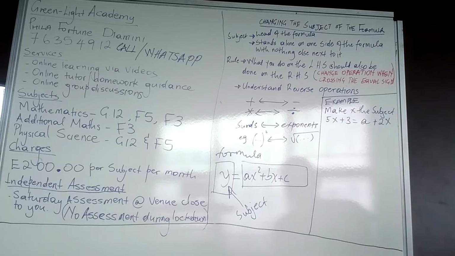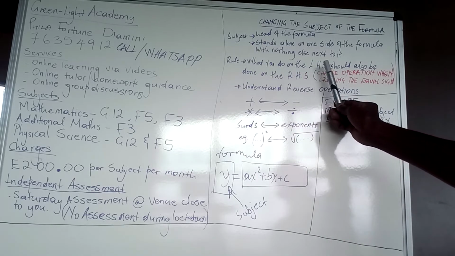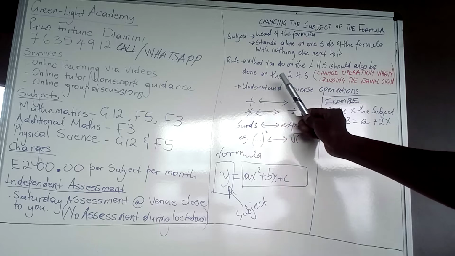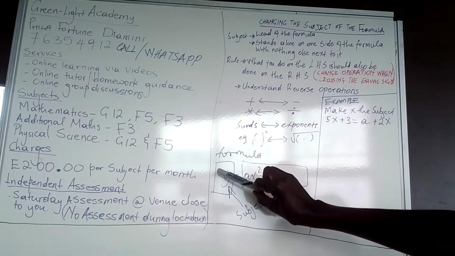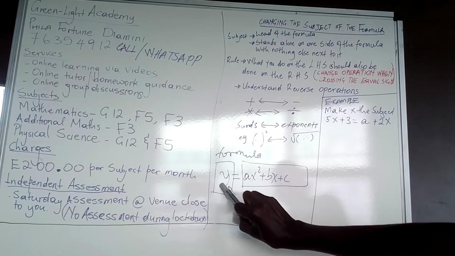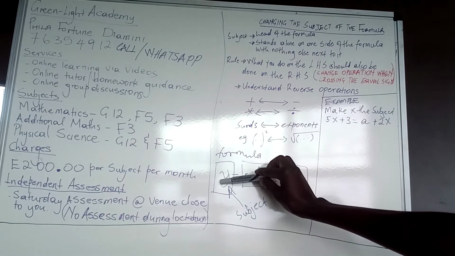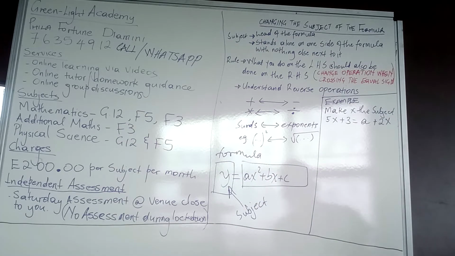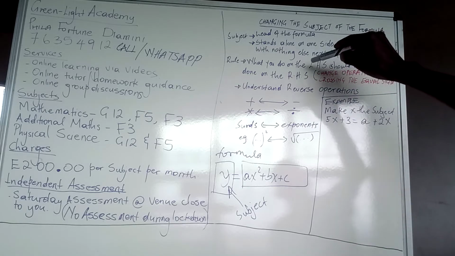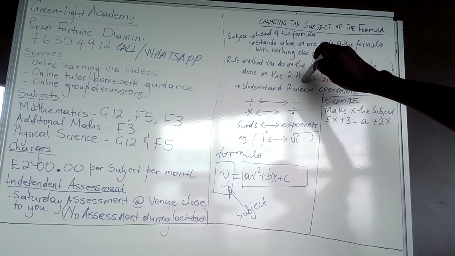Now, once you understand what the subject of the formula is, how do you make a variable the subject of the formula? There is a very simple rule, one simple rule. What you do on the left-hand side should also be done on the right-hand side. Whatever you do to make it the subject, to make it stand alone, to make it the head of the formula, whatever you do on the left-hand side, also do it on the right-hand side.